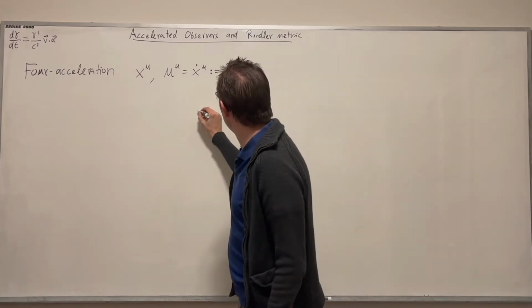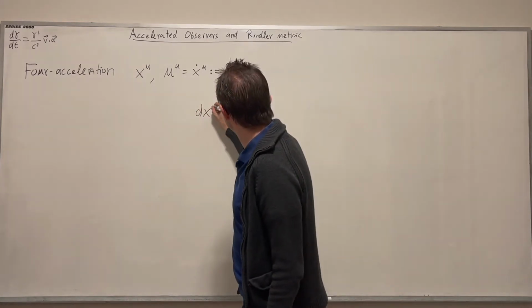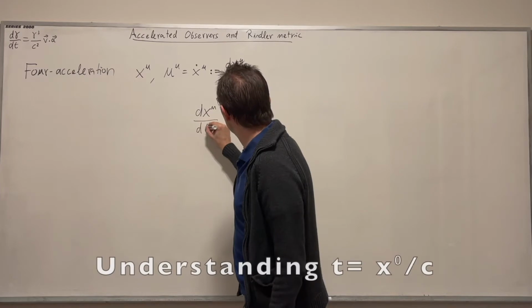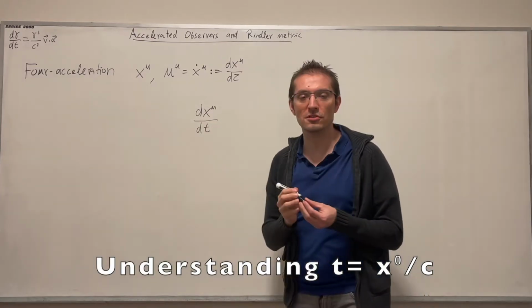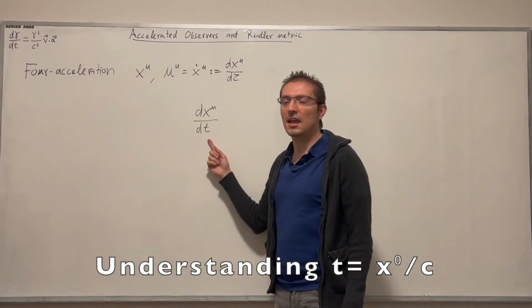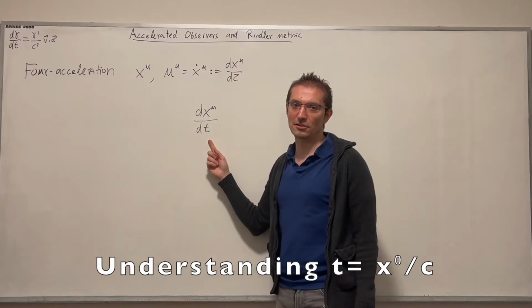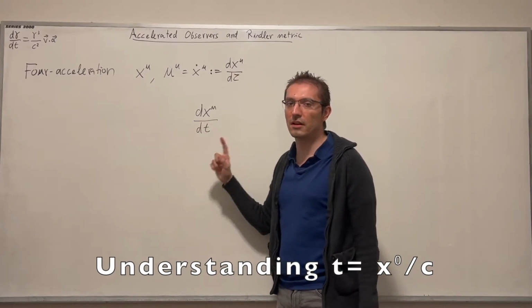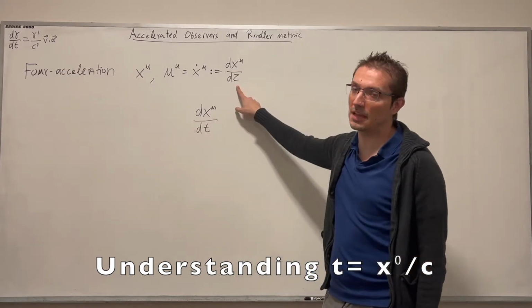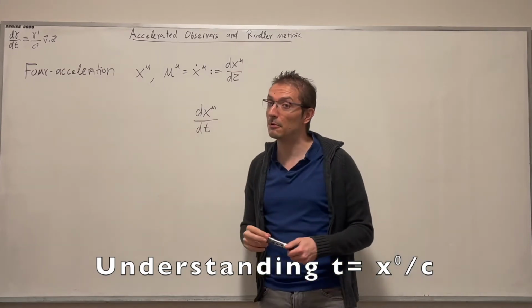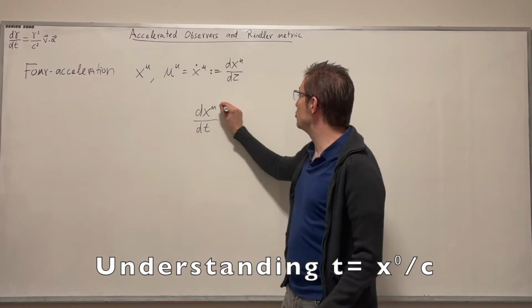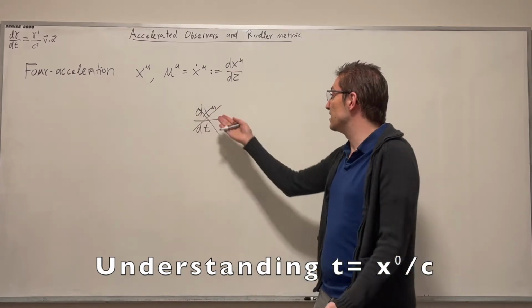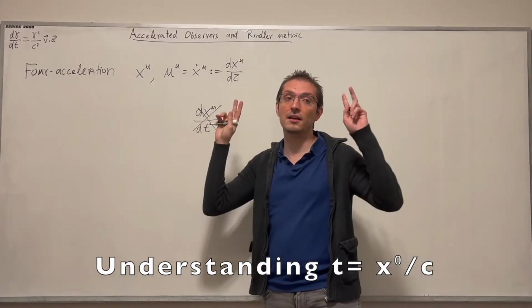If I were to define this object, dx^mu/dt, where t is not the proper time of the motion, this thing is not generally a four-vector. This is not a four-vector, it's not a four-velocity. The four-velocity requires the proper time. This is a conceptual mistake that people make sometimes. This is not a four-vector, and in fact, this thing will not Lorentz transform as a four-vector.